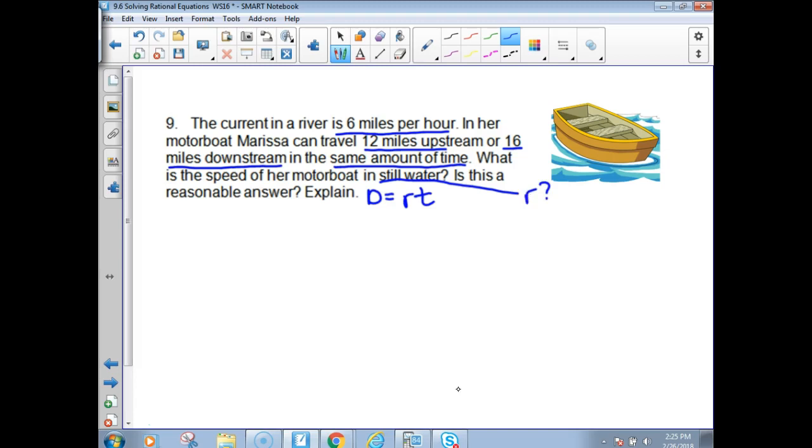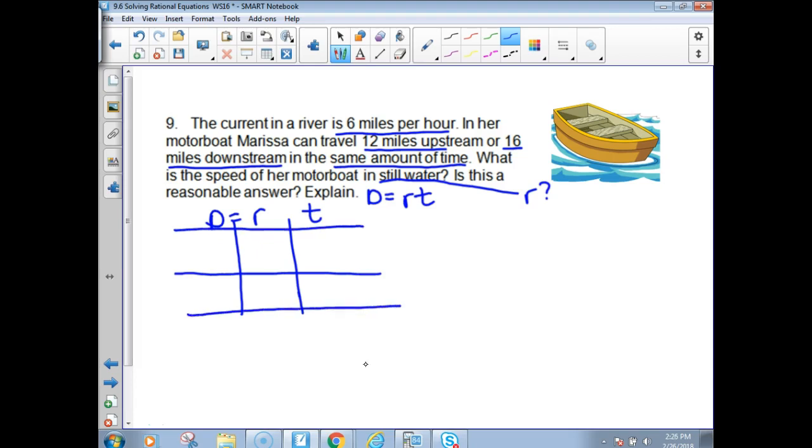What's the rate or speed of her boat in still water? Now, distance is equal to rate times time. So I'm going to make a little chart. Now, there were 2 scenarios here. One was her going upstream, and one was going downstream. So I need an upstream and a downstream.